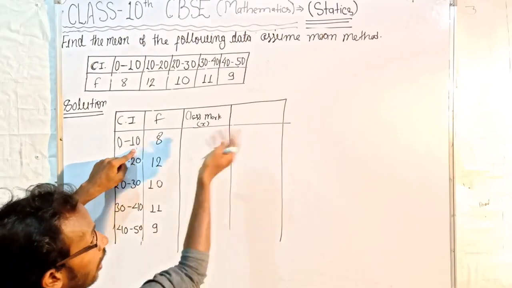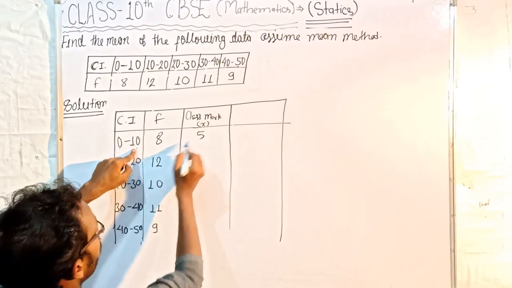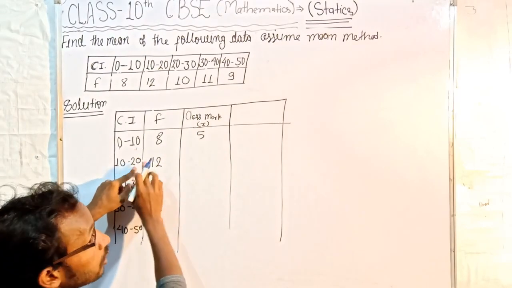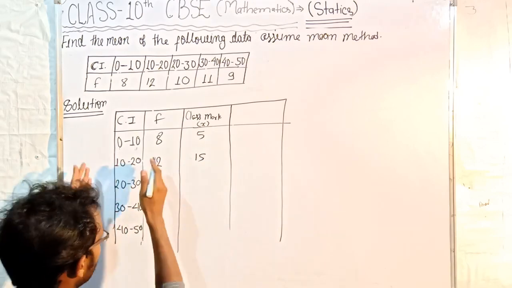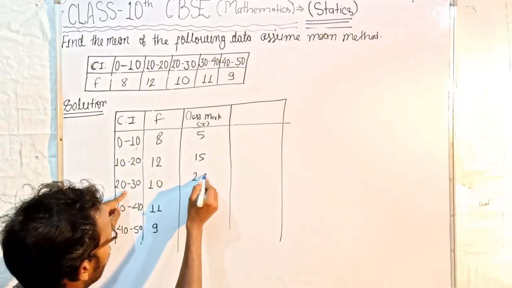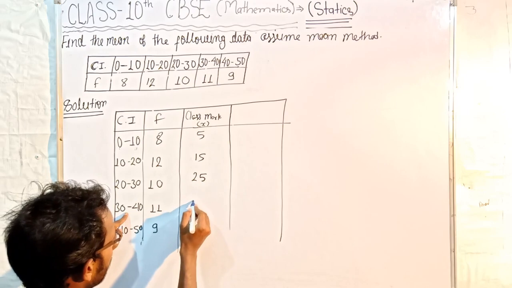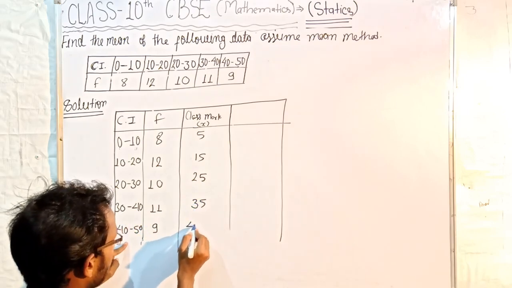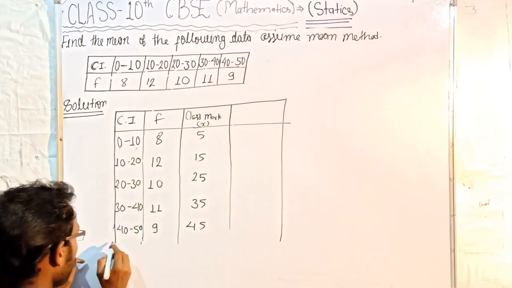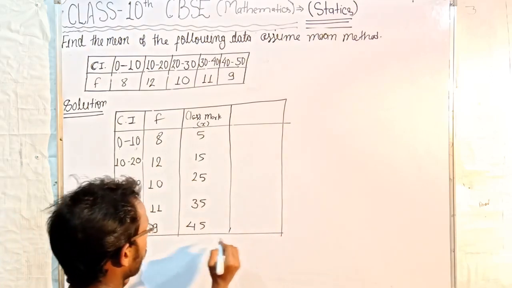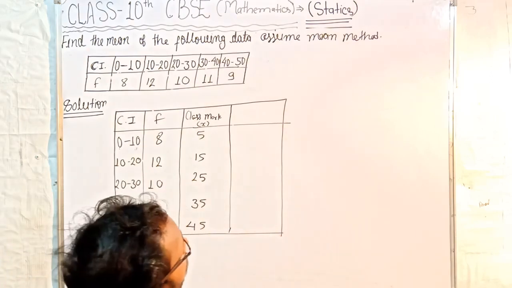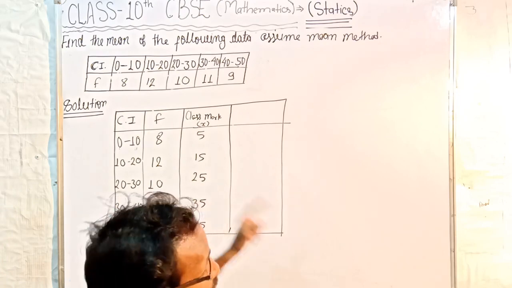0 plus 10, half is 5. 10 plus 20 is equal to 30, half is 15. In the same way, if you solve, you will get 25, 35, and 45. I have written them here in sequence.